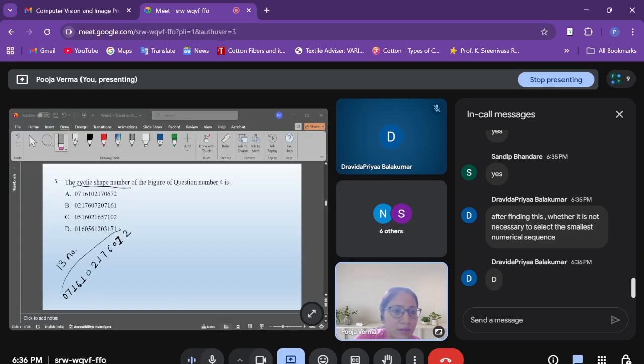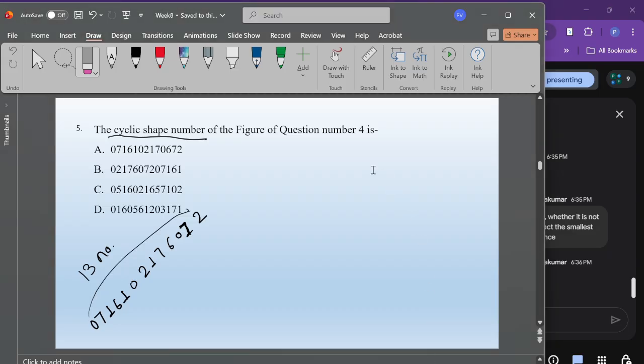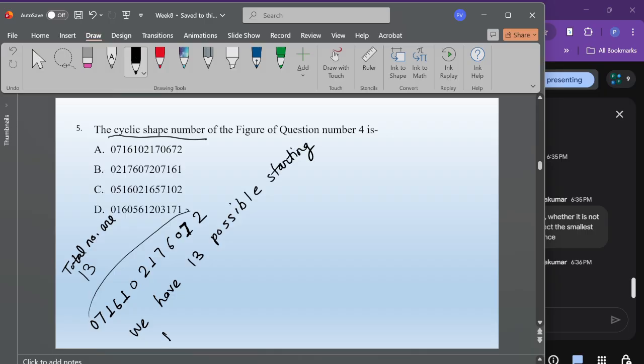Yeah, after finding this, is it necessary to select the smallest numerical sequence? Yes, it is necessary to find the smallest numerical sequence. Okay, so here the total number of numbers is 13. So we have 13 possible starting points by shifting.